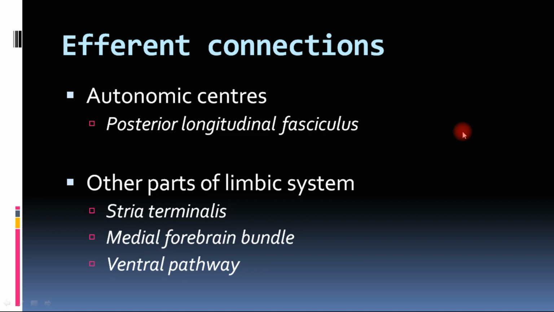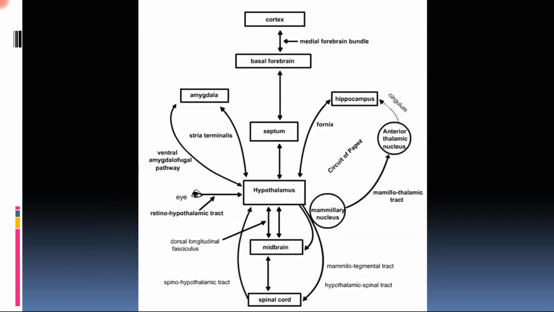Now coming to the second aspect, the other part of the limbic system. As we have earlier seen, the stria terminalis and the medial forebrain bundle are two-way pathways. As you can see here, the stria terminalis, the medial forebrain bundle, the fornix and the ventral amygdalofugal pathway are the two-way pathways for the hypothalamus to contact the limbic system.